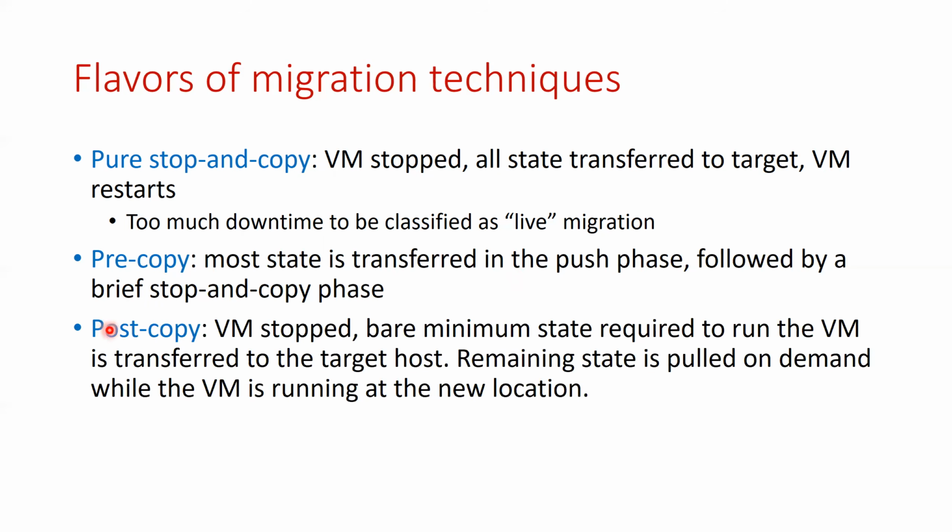And another technique is what is called post-copy. That is, you don't push anything, you just stop the VM first and you transfer the bare minimum memory and CPU context required to start the VM at the target. So you're not transferring all the memory first. You're only taking the bare minimum needed to start the VM there. And the remaining memory will be pulled on demand. Once the VM starts in the new location, as and when it needs memory, you will keep pulling it on demand from the old location, right? So this is pre-copy versus post-copy.